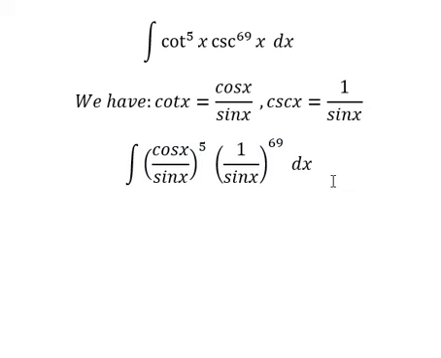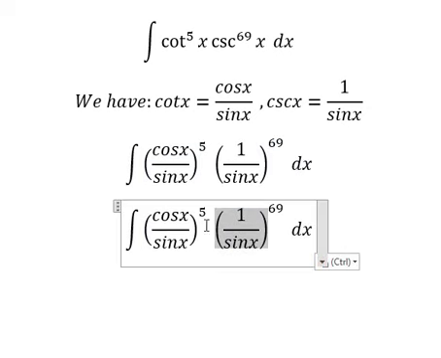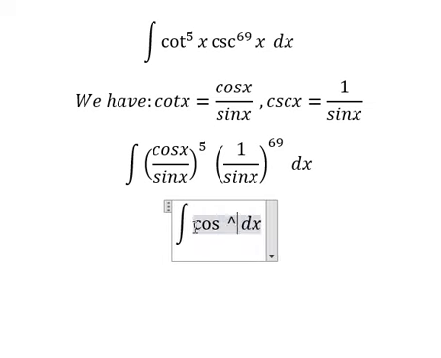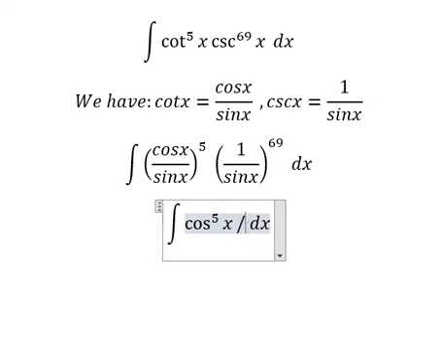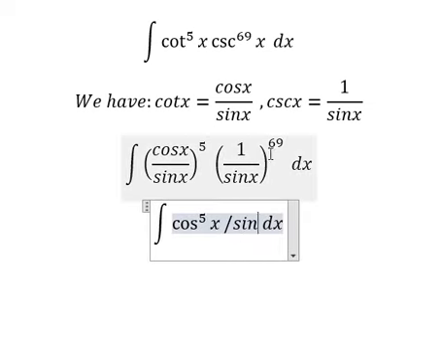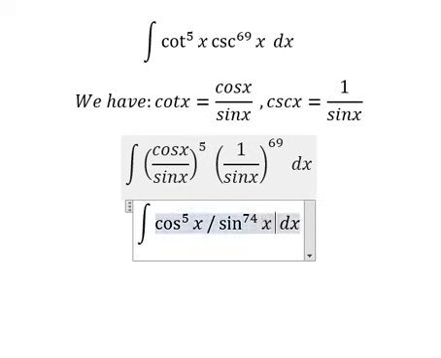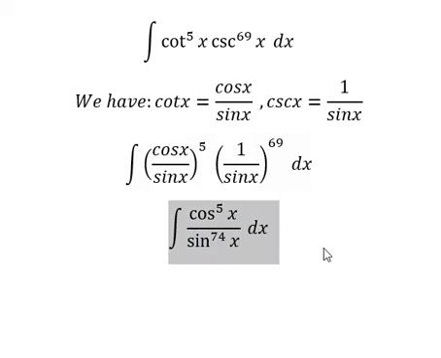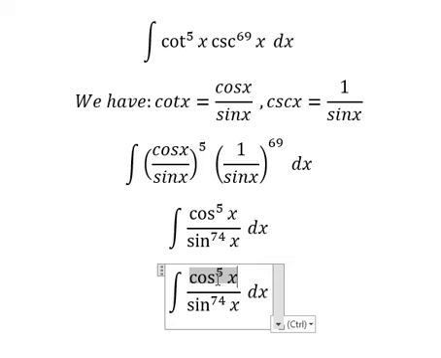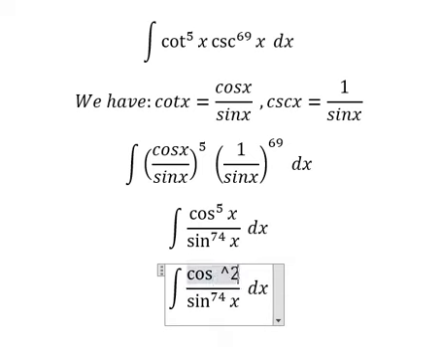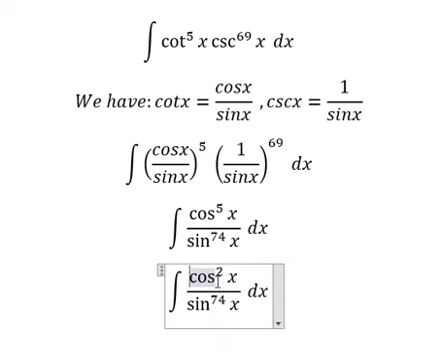Next we simplify and we have cosine x to the power of 5 over sine x. We have 69 plus 5. We have sine x to the power of 74. So this one we can put cosine x square, everything to the power of 2 with cosine x.